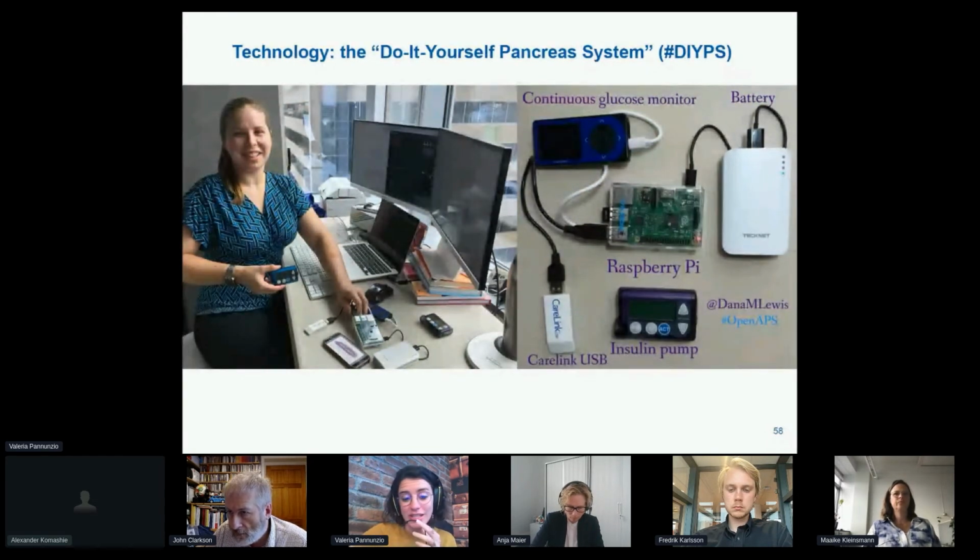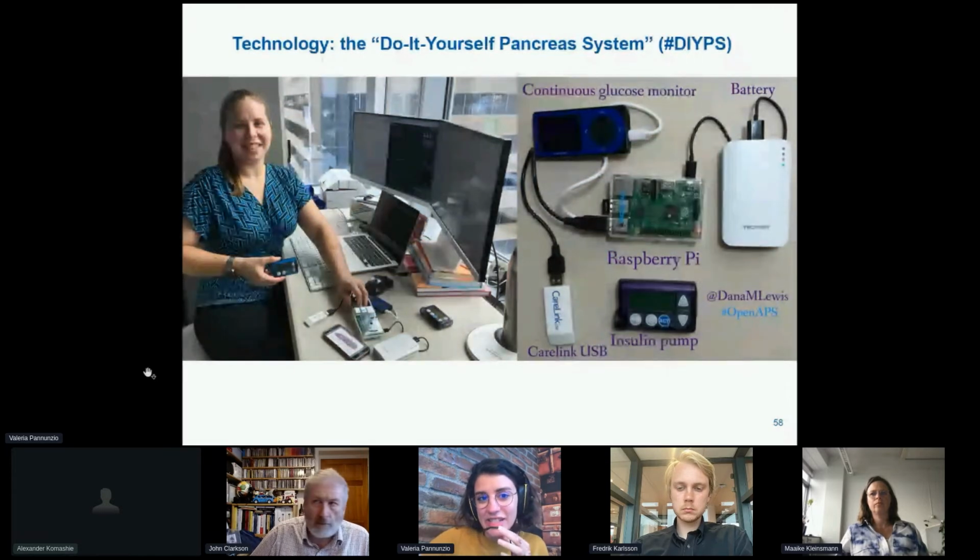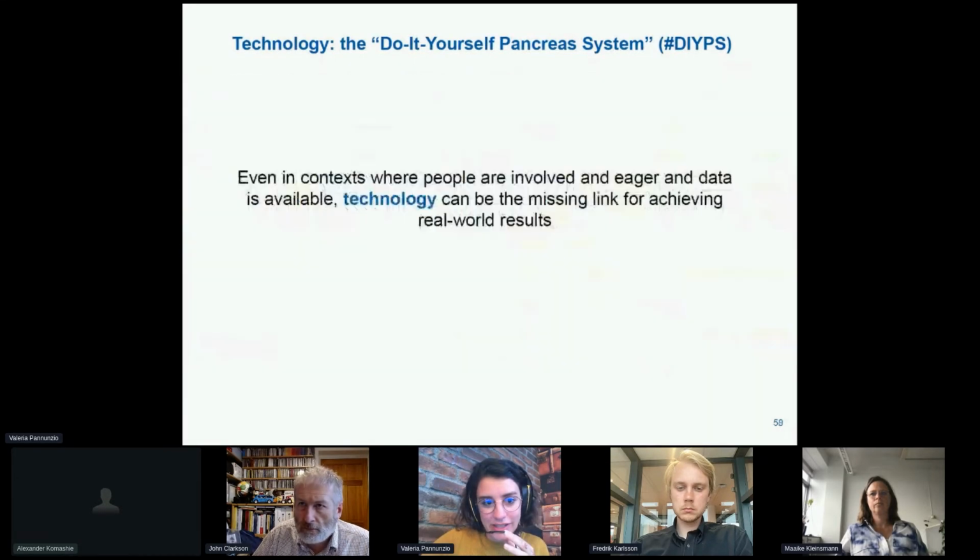And of course, what she did then was to make this project available open source for everybody else. And still now the system, or at least a more updated system based on what she has developed, is being very widely implemented and also tested in clinical trials. And I think this is a nice example of a situation in which people were already involved and very eager. There was a lot of demand.